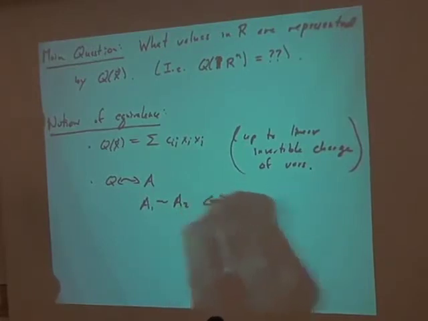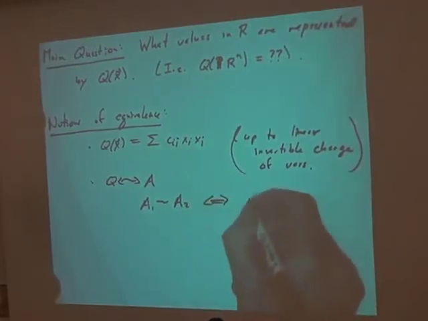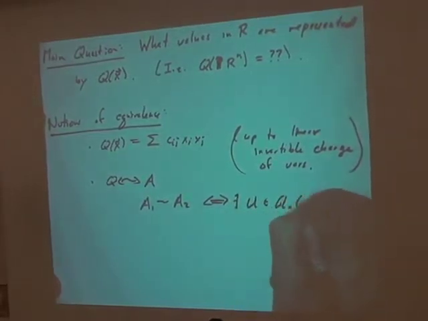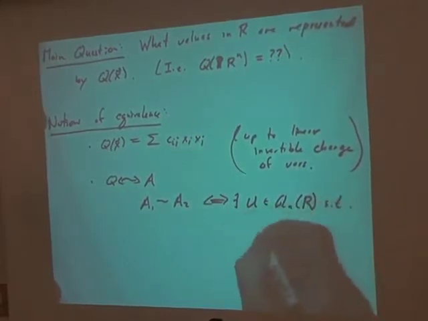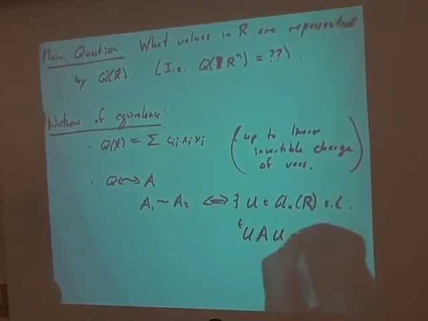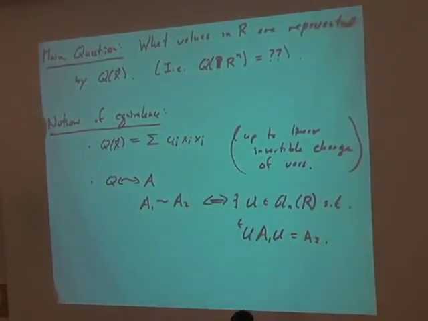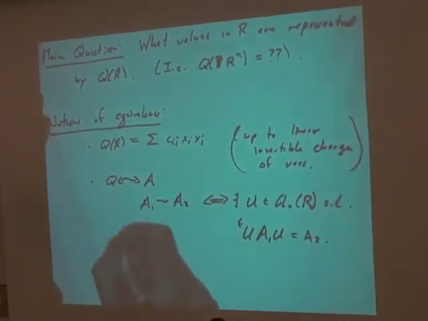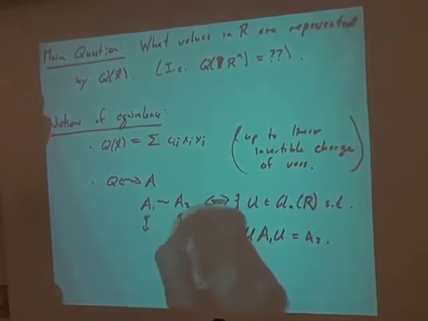If and only if there's some matrix U in GL_n(R) so that U transpose times A U is equal to A1. And the reason you get it is because you have two quadratic forms that are equivalent. So if you had Q1, these are associated to two quadratic forms.